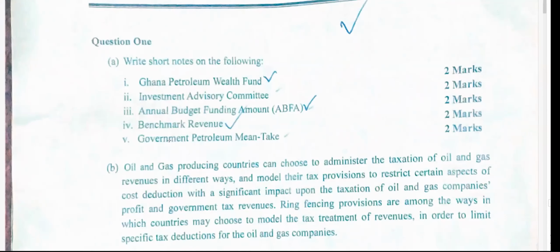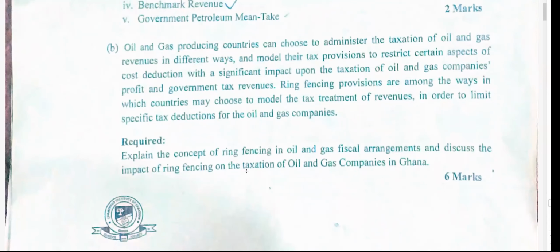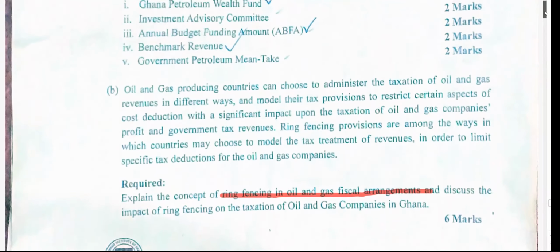Just write short notes on the following. Oil and gas: explain the concept of ring fencing. You can see the ring fencing I talked about. Can you see it there? So in the framework, was this there? Was this in the framework we looked at?